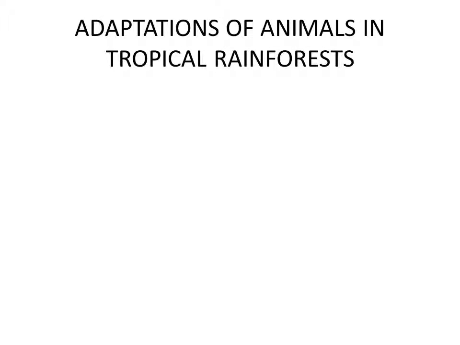Adaptations of animals in tropical rainforest. The climate of the tropical forest is hot and damp. Days and nights are almost equal in length throughout the year. These regions get plenty of rainfall. So the climate in the tropical rainforest is highly suitable, which supports many animals. In India, tropical rainforests are found in Arunachal Pradesh, Assam, and Western Ghats.